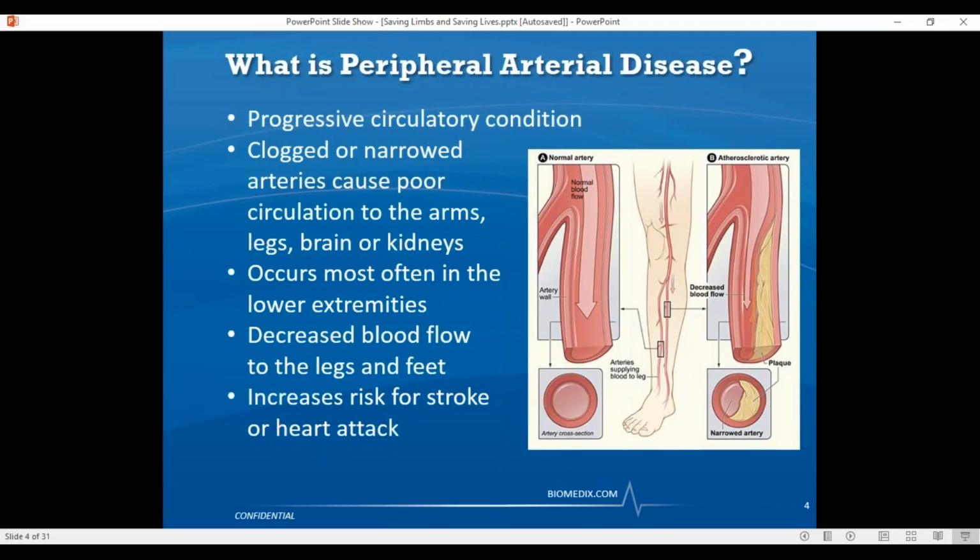Peripheral arterial disease is a progressive circulatory condition. It results in clogged or narrowed arteries, which leads to poor circulation in the arms, legs, brain, or kidneys. Peripheral arterial disease occurs most commonly in the lower extremities, leading to decreased blood flow in the legs and feet. Additionally, PAD does increase one's risk for heart attack or stroke.